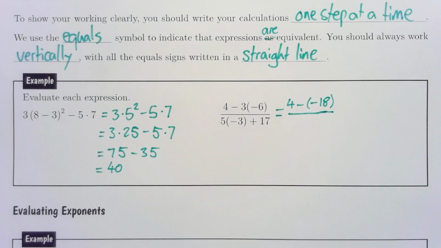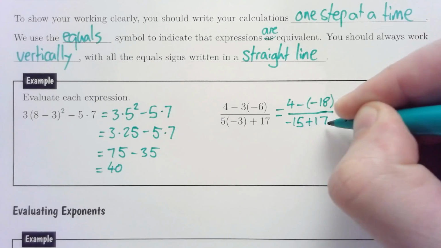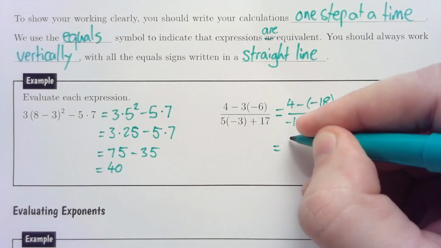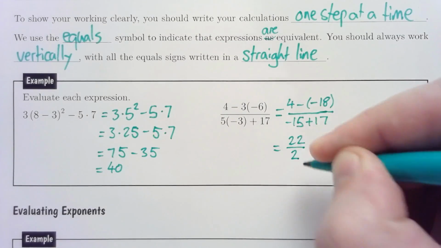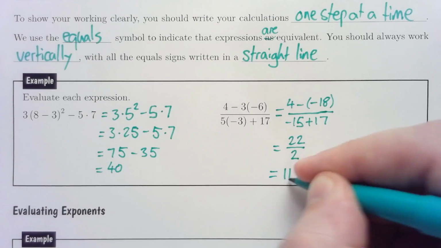In the denominator, again, there are no exponents, but there is multiplication. So 5 times negative 3 is negative 15. In the next step, we can evaluate the subtraction in the numerator and the addition in the denominator, which gives us 22 divided by 2, which evaluates to 11.